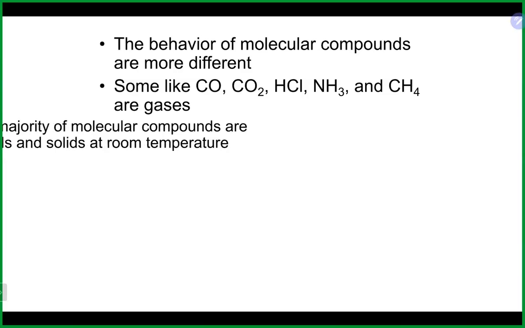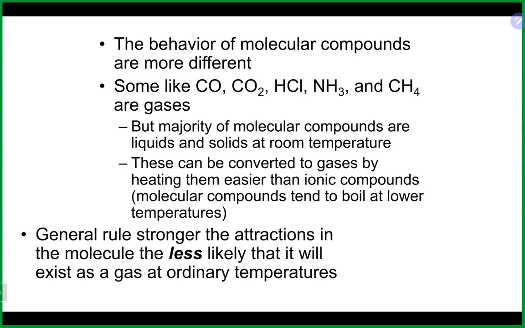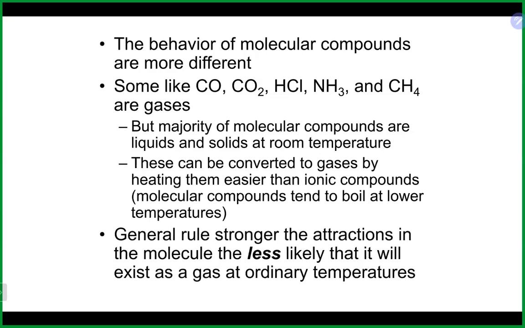On the other hand, if we look at molecular compounds, and these are guys that basically share electrons, they are a little bit different than ionic compounds. There are certain ones that do come as gases, so that's carbon monoxide, carbon dioxide, hydrogen chloride gas, ammonia, and methane.